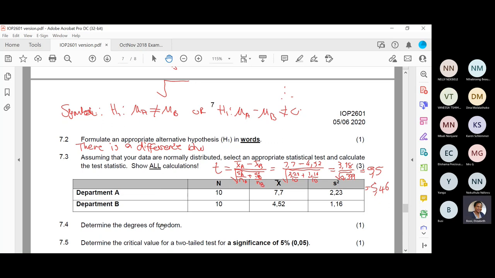The next question says, determine the degrees of freedom. How do we find the degrees of freedom?